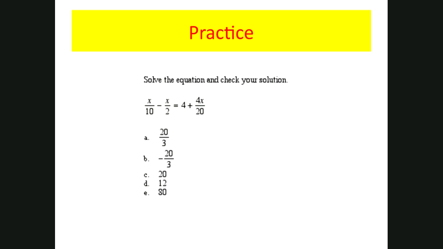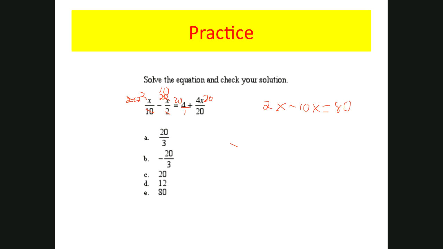All right, so I'm thinking about, I've got 10, 2, and 20. I really have a 4 over 1 here, don't I? So I'm going to multiply every single term by 20. This by 20, this by 20, this by 20, this by 20. So every term by 20. Well, 20 and 10, that breaks down to a 2. So I've got 2x minus, well, 20 and 2 breaks down to a 10. So this is going to be 10x is equal to, well, 4 times 20, that's 80.